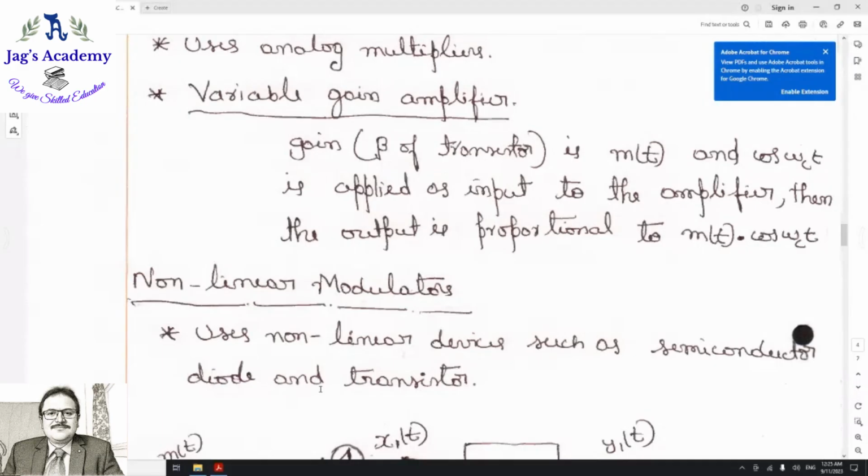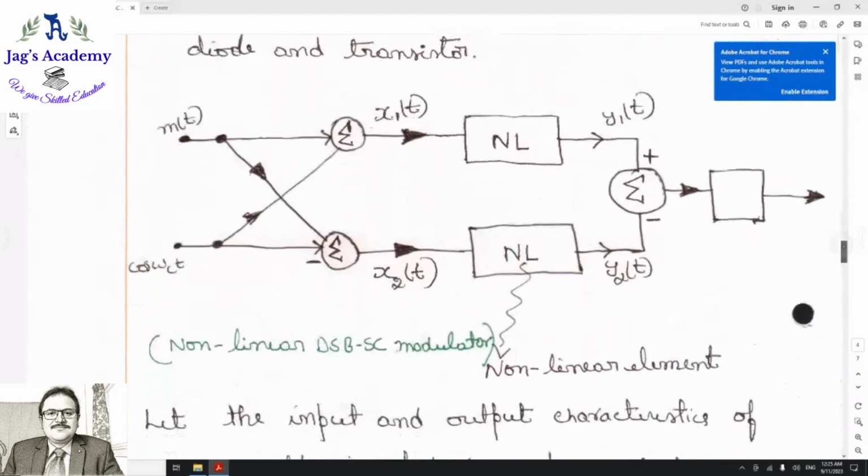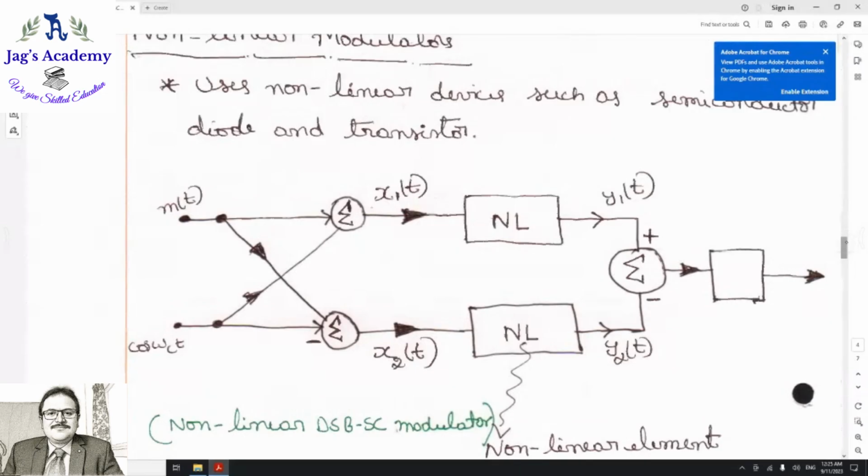Now, nonlinear modulator. Let us see theoretically what a nonlinear modulator is. You can use a nonlinear modulator such as a semiconductor diode or transistor. This NL is a nonlinear device. You know, your diode is a nonlinear device, right? Your transistor is a nonlinear device. Why is it called a nonlinear device? Why is this diode called a nonlinear device? Why is a transistor called a nonlinear device?